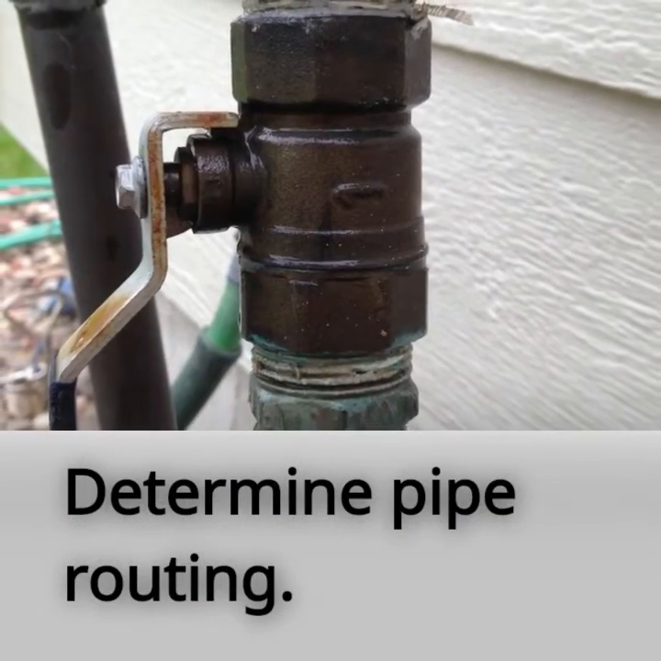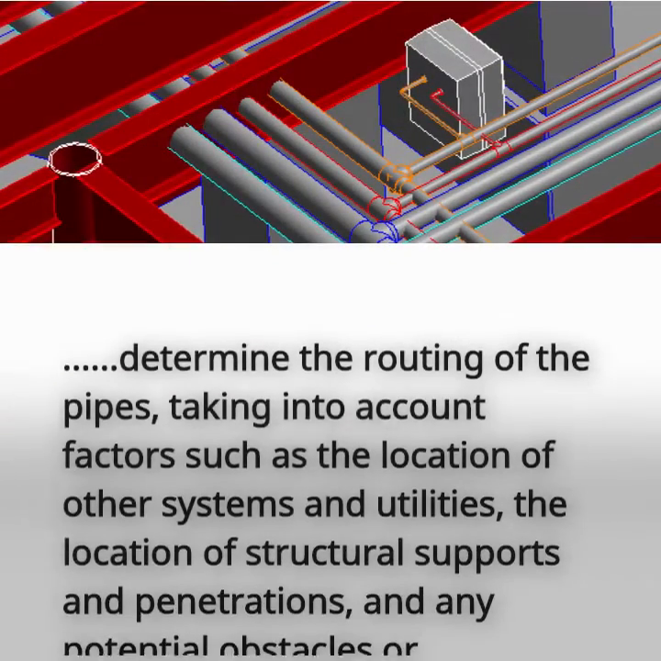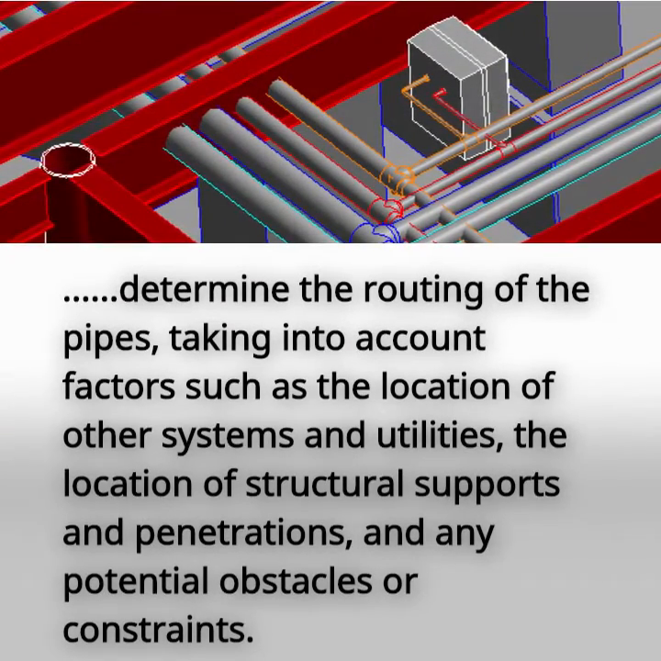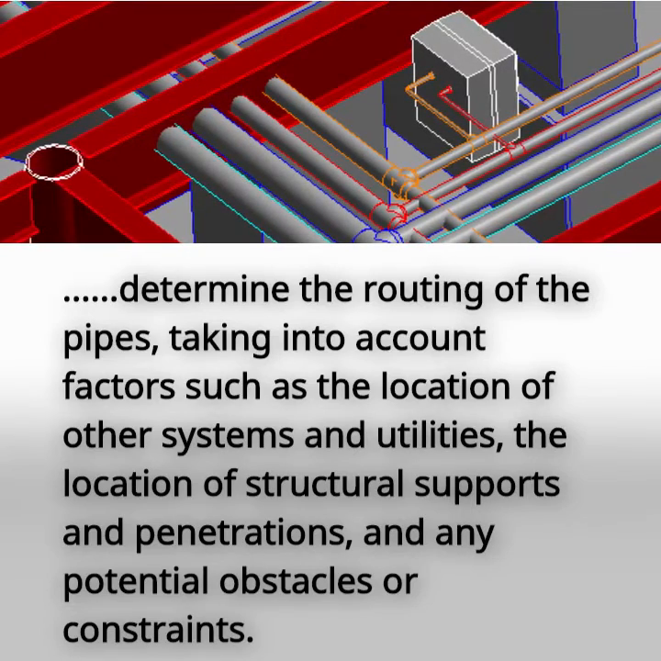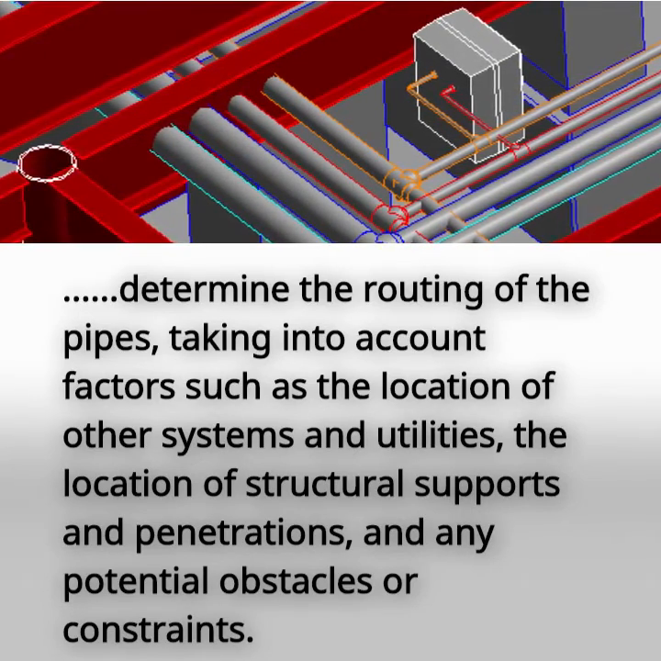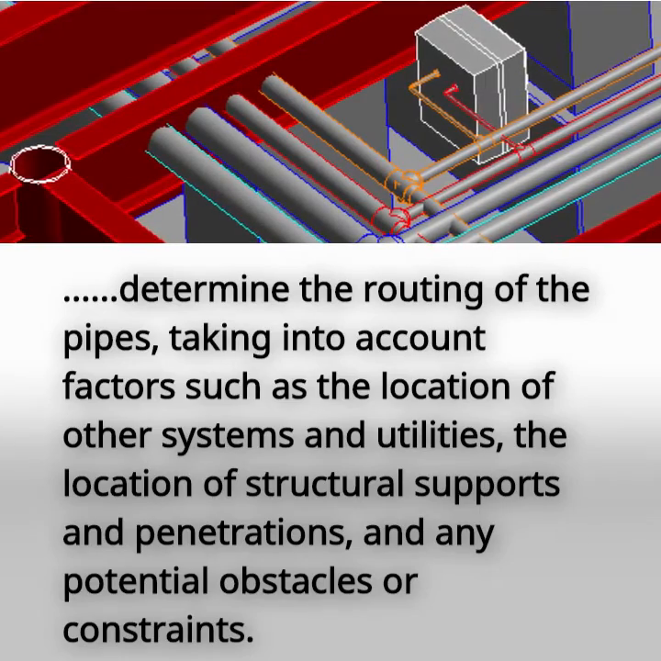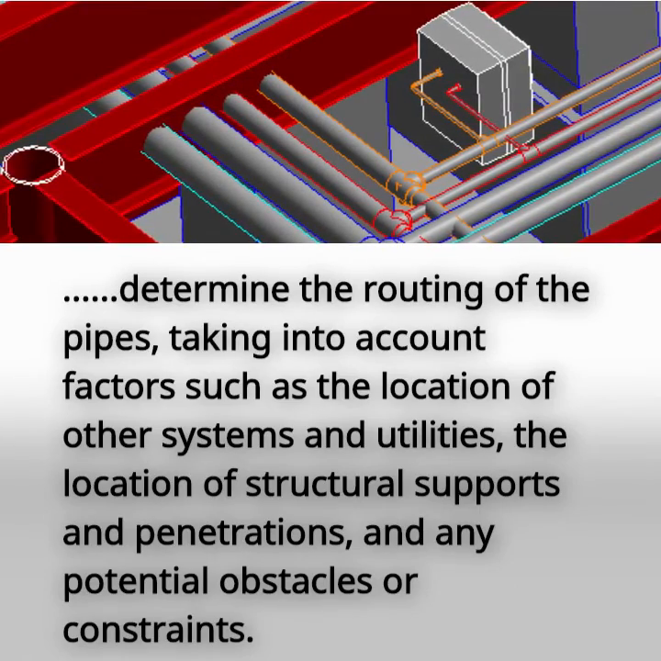Determine pipe routing. Determine the routing of the pipes, taking into account factors such as the location of other systems and utilities, the location of structural supports and penetrations, and any potential obstacles or constraints.